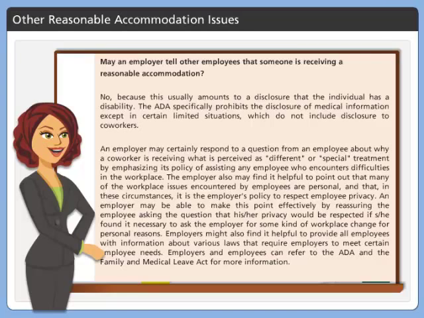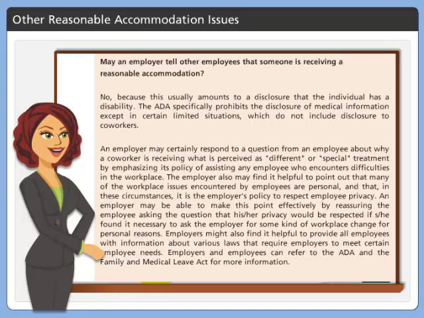An employer may certainly respond to a question from an employee about why a coworker is receiving what is perceived as different or special treatment by emphasizing its policy of assisting any employee who encounters difficulties in the workplace. The employer also may find it helpful to point out that many of the workplace issues encountered by employees are personal, and that in these circumstances it is the employer's policy to respect employee privacy. An employer may be able to make this point effectively by reassuring the employee asking the question that his or her privacy would be respected if he or she found it necessary to ask the employer for some kind of workplace change for personal reasons.